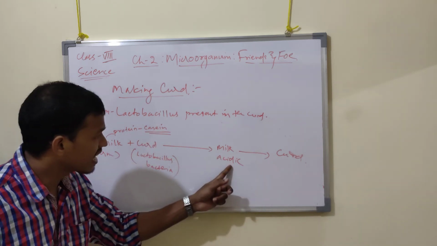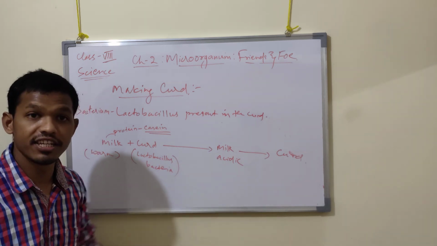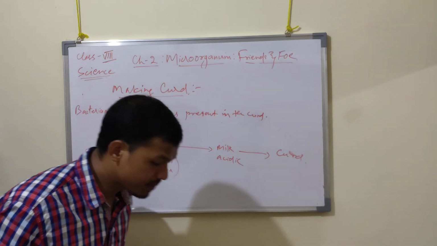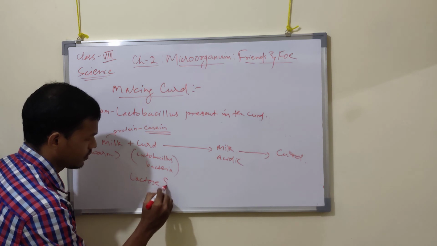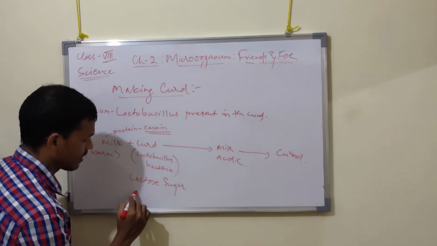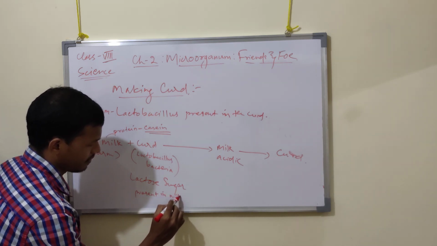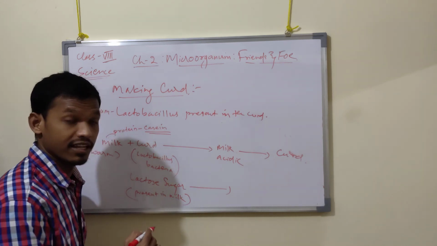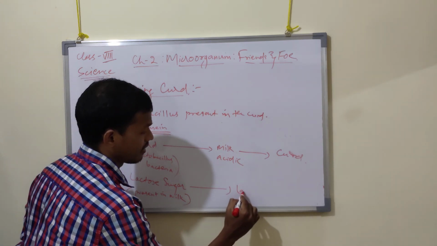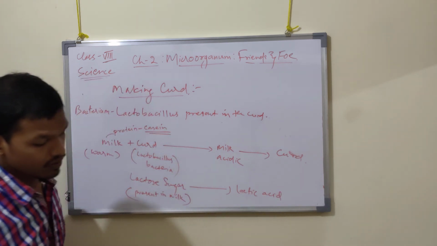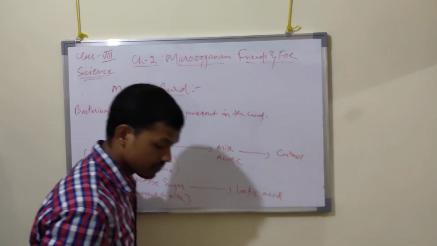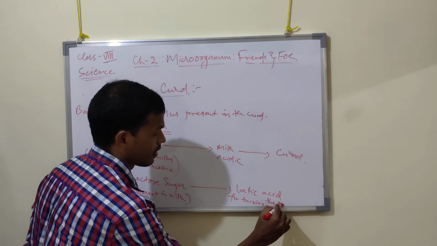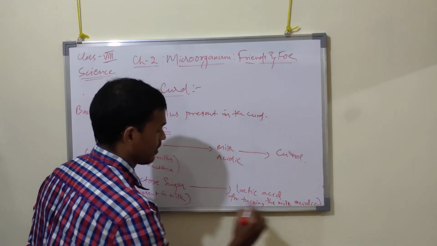Got it now? But how is this milk converted into acidic form? In milk there is also lactose sugar present. The lactose sugar present in milk will be converted into lactic acid, which turns the milk acidic. What is it? Lactic acid.